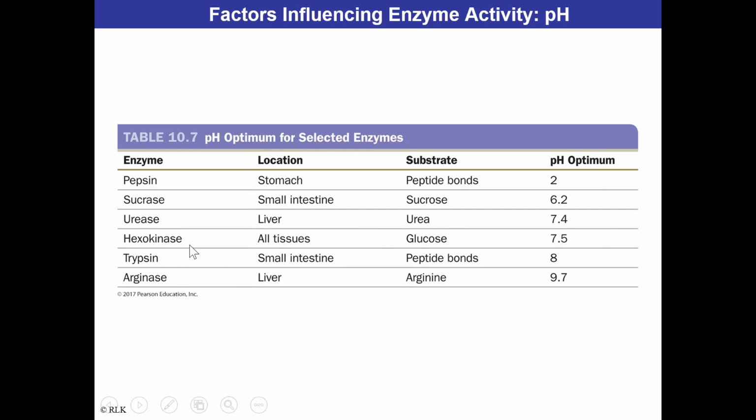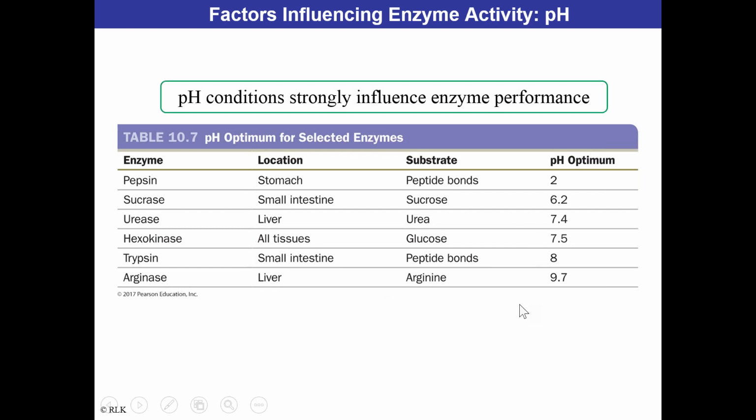Here you have hexokinase. All tissues do this primarily, to take in glucose and transform that into some kind of energy, right? The pH there is 7.5. Urease is secreted in the liver and it helps bust up urea. pH there, 7.4. Trypsin, all these kinds of things. Look, the small intestine's also helpful for proteins, right? So the arginase in the liver helps to bust up arginine. The pH there is 9.7. Okay, but again, it's pretty interesting.